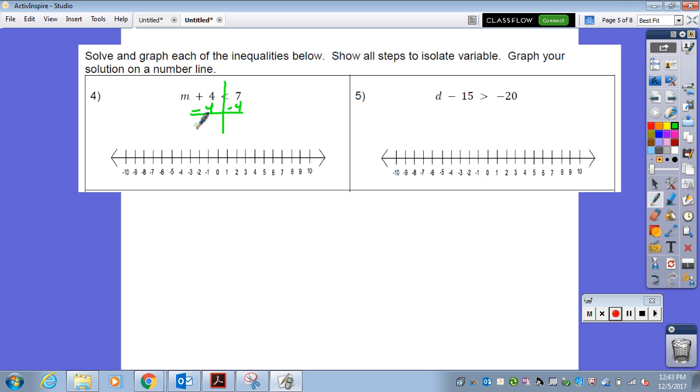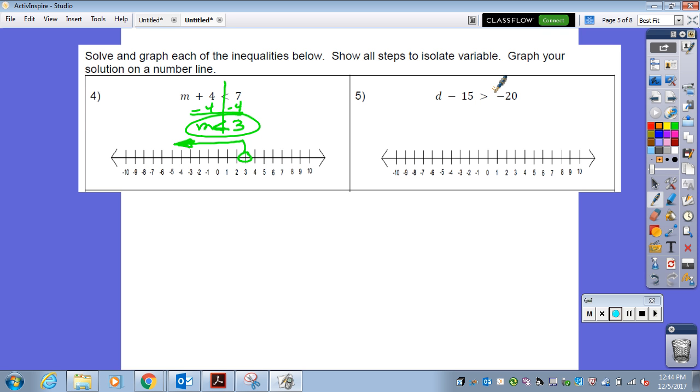Subtract 4, we get m. 7 minus 4 is 3. Make sure you bring down the symbol. If you put no symbol, we're going to have to mark it incorrect because we don't know if you put an equal sign, it is less than, it is greater than, did you put a line underneath? You need to put the actual sign, otherwise we're going to have to take off points. So m is less than 3. I go to 3, open circle, less ink means less ink. Since m is on the small side, we shade to the smaller numbers, which is to the left.